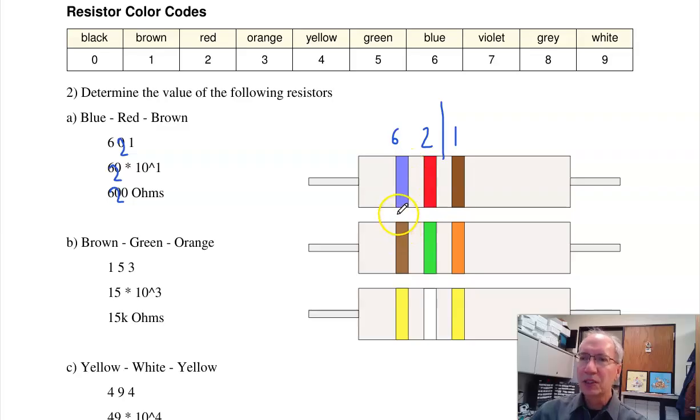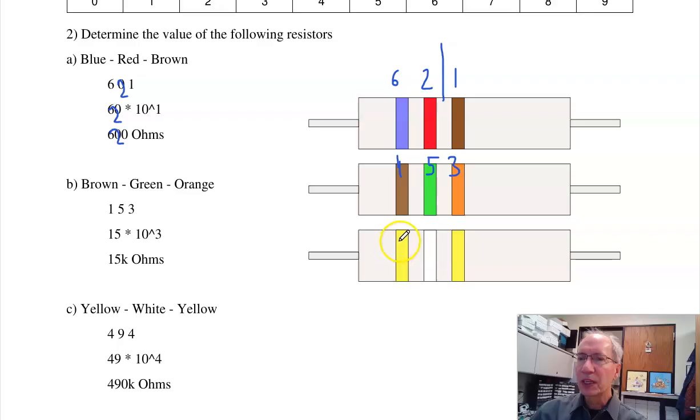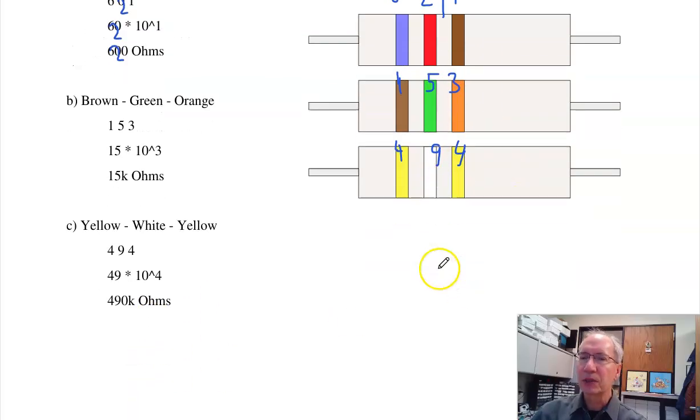Brown is 1, green is 5, and orange is 3. So that's 15 times 10 to the 3 ohms, 15K. And yellow, white, yellow. Yellow is 4, white is 9, yellow is 4. So that's 49 times 10 to the 4th ohms, 490K. So just by looking at the color codes, you can tell what the resistor is. That's how resistors are labeled.